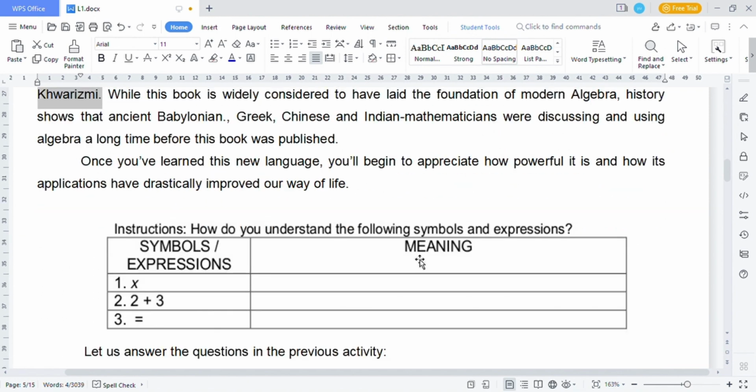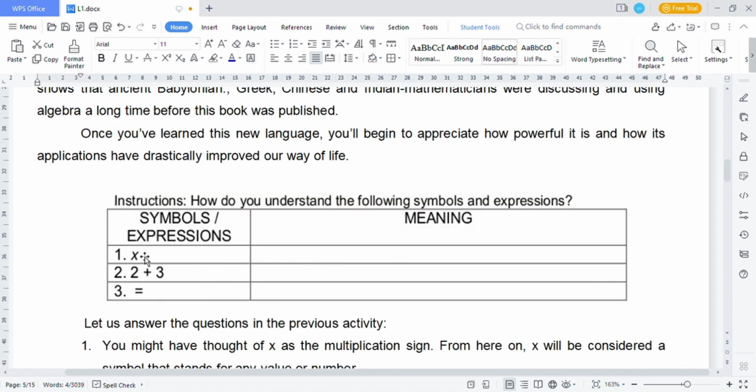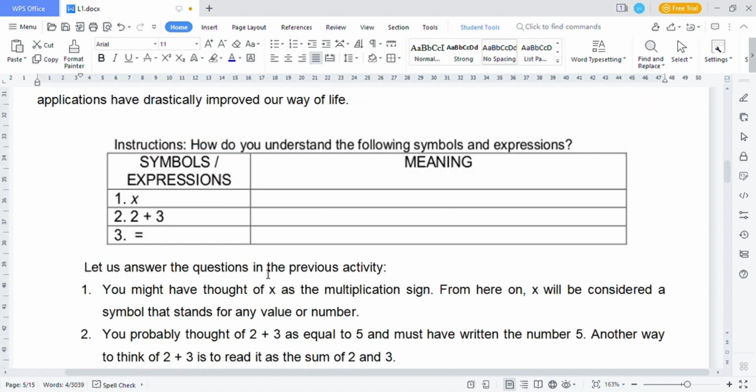We have here instructions. How do you understand the following symbols and expressions? So we have here x, 2 plus 3. So these are symbols and at the same time expressions. So what are the meanings of these? Let's answer the questions in number 1.